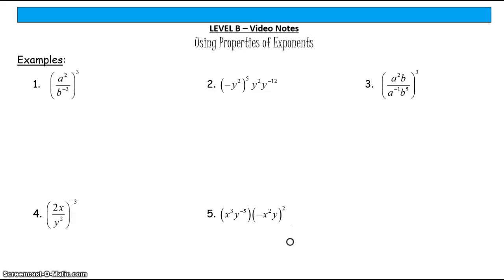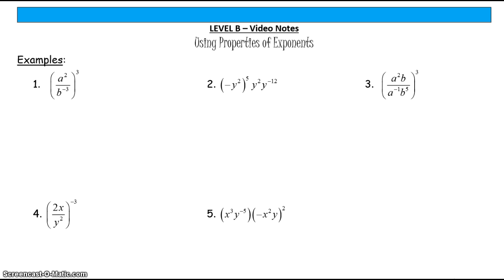Hello everyone, this is Mrs. Pagan, and in today's lesson we are going to continue with the properties of exponents, taking it to the next level, level B. These are a little bit more challenging problems. Now we will be using the 7 properties of exponents that we learned in the level A using properties of exponents video and applying them in these 5 problems. Alright, let's go ahead and get started.